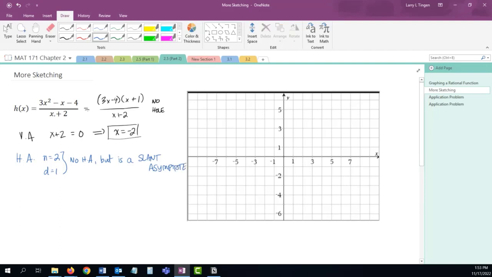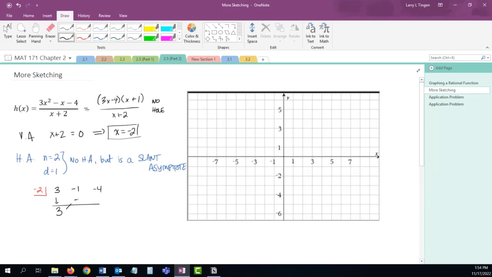All right, how do I find that slant asymptote? I do the math, I do the division. So I need to do this division. I can actually do it with synthetic really easily. So 3x squared minus x minus 4 divided by x plus 2. So in the box goes the value that makes the denominator 0. So that's -2. Coefficients are 3, -1, and -4. We drop the 3, and then we're off to the races.